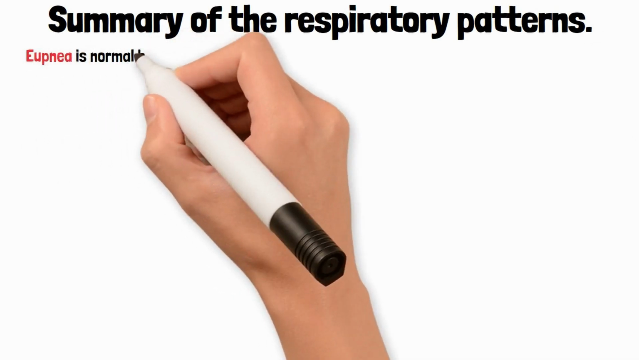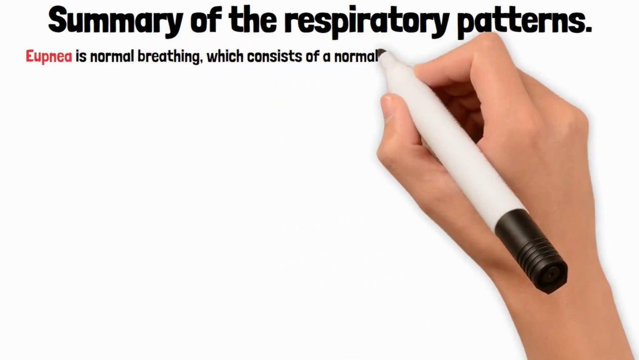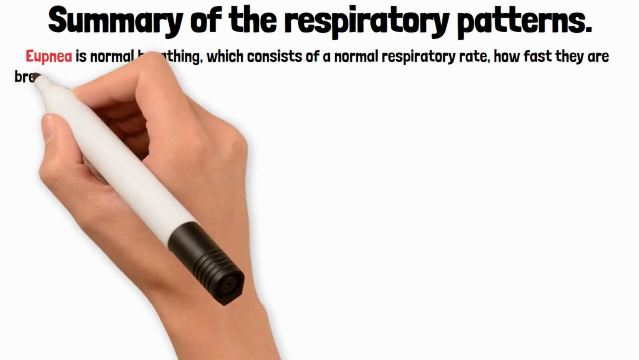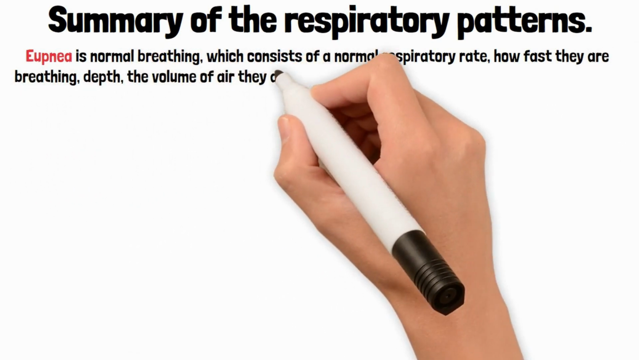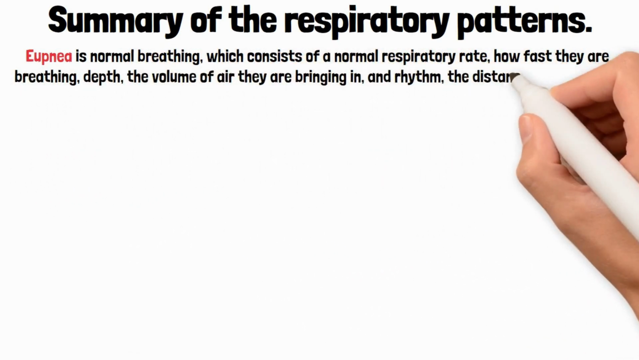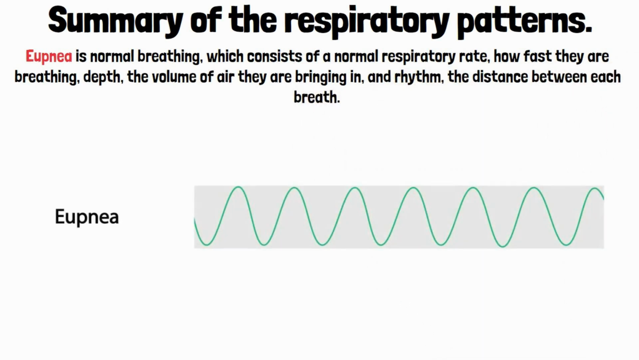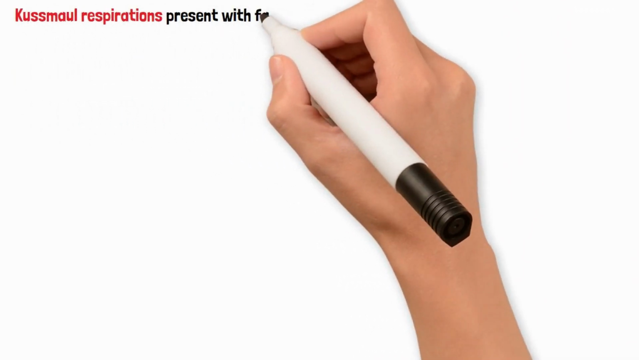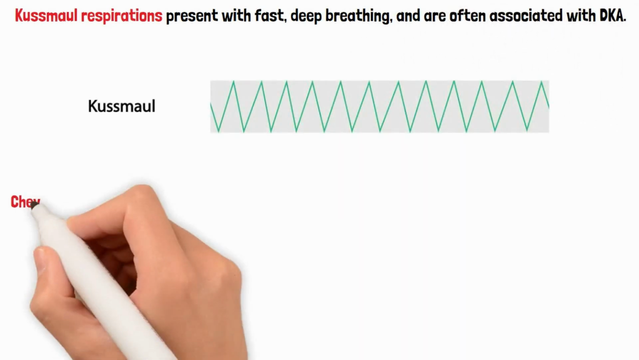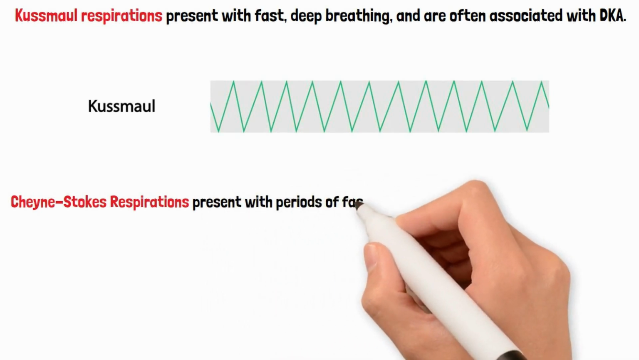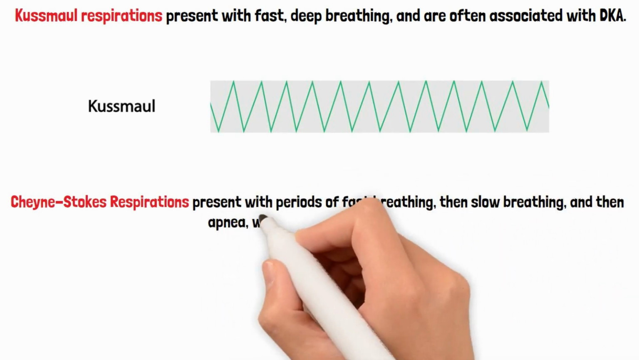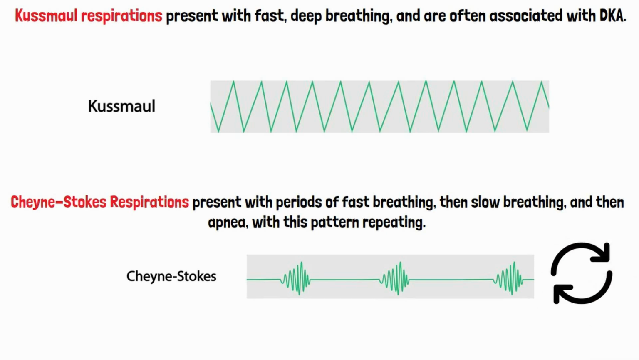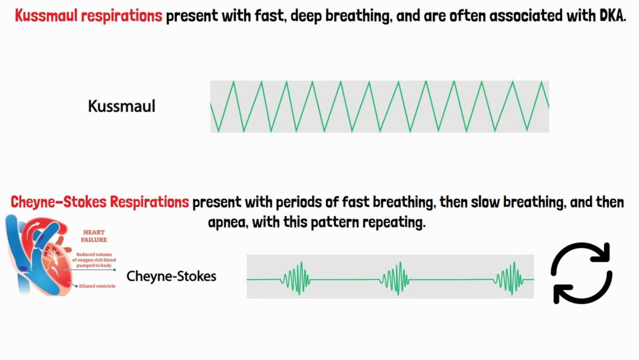Eupnea is normal breathing, which consists of a normal respiratory rate, how fast they're breathing, depth, the volume of air they're bringing in, and rhythm, the distance between each breath. Kussmaul respirations present with fast, deep breathing and are often associated with DKA. Cheyne-Stokes respirations present with periods of fast breathing, then slow breathing, and then apnea, with this pattern repeating.